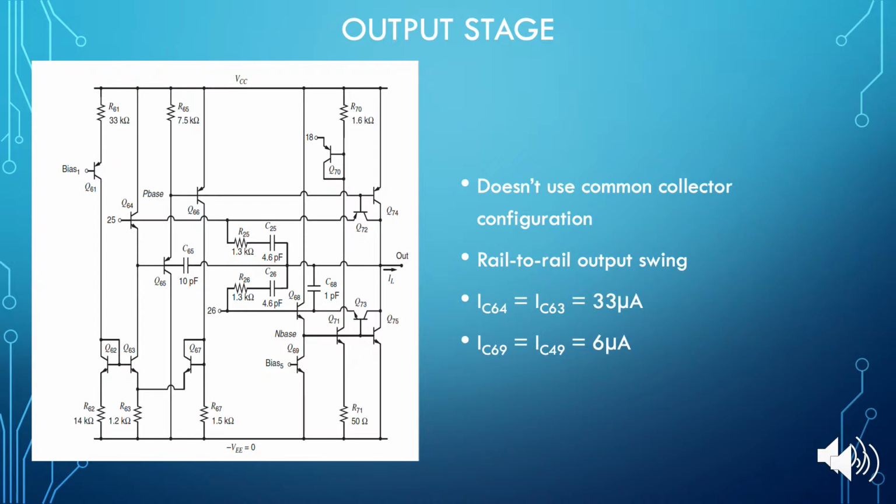The base emitter voltage of Q69 is equal to that of Q49, which is in the previous stage. And from the collector currents of the transistors, it is seen that transistor 64 and 63 will have a collector current of 33 microamps, and 69 would have a collector current of 6 microamps.